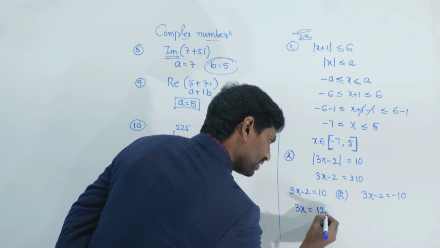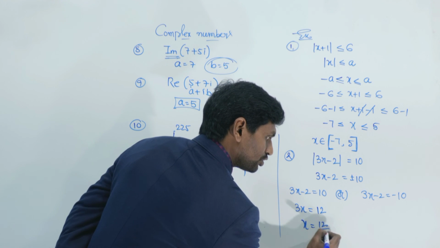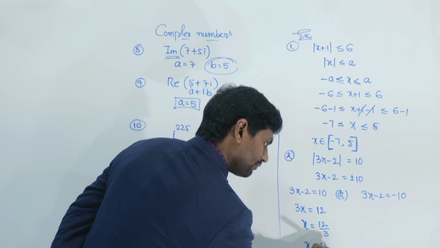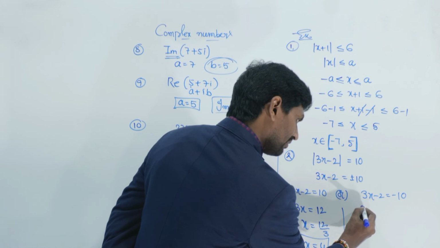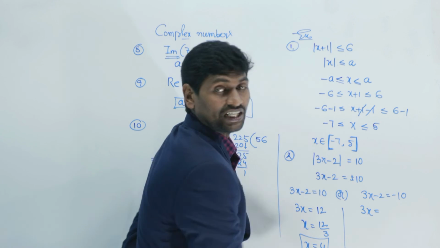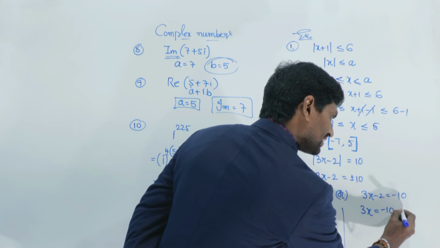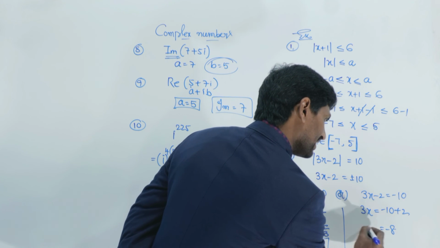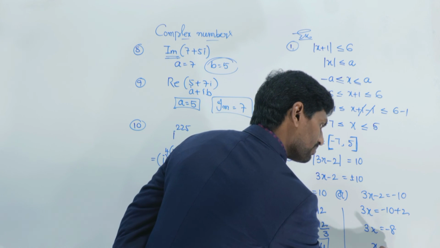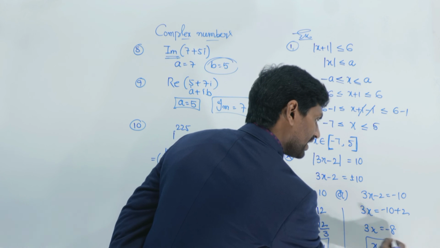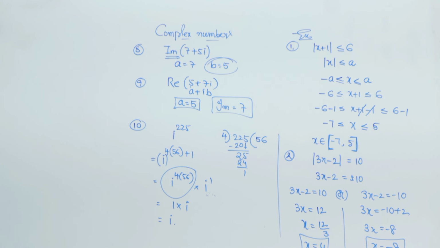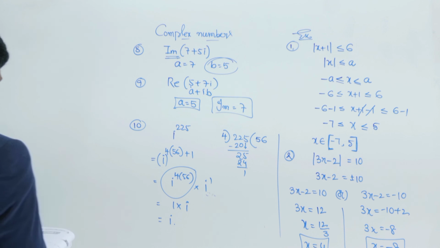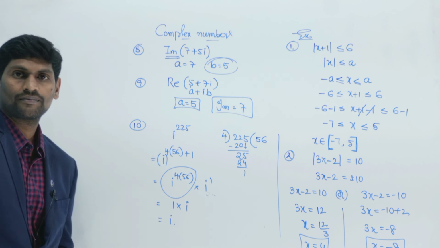Now 3x minus 2 equals 10. Transposing that side, it becomes plus 2, so 10 plus 2 is 12. x equals 12 by 3, which is 4. That is one solution. Next, the second one: minus 2 transposed to that side becomes plus 2. So minus 10 plus 2 is minus 8. So 3x is minus 8 and x is minus 8 by 3. So the answer is minus 8 by 3 comma 4. First option.